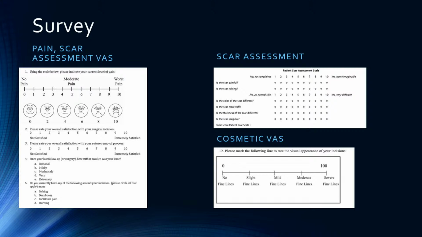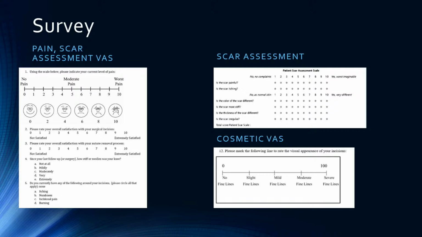Then we have satisfaction with the procedure, the removal process, and down here is some more of the categorical data where we ask patients just to state whether or not they had any itching, numbness, incisional pain, or burning. Up in the right is the scar assessment which we created. So is the scar painful? Is there itchiness? Is the coloring different? We're expecting to see some coloring just because of the nature of the procedure, bruising. Is the scar stiff, thickness, is it irregular? And we'll add this up for a total score assessment, which we compare among groups.